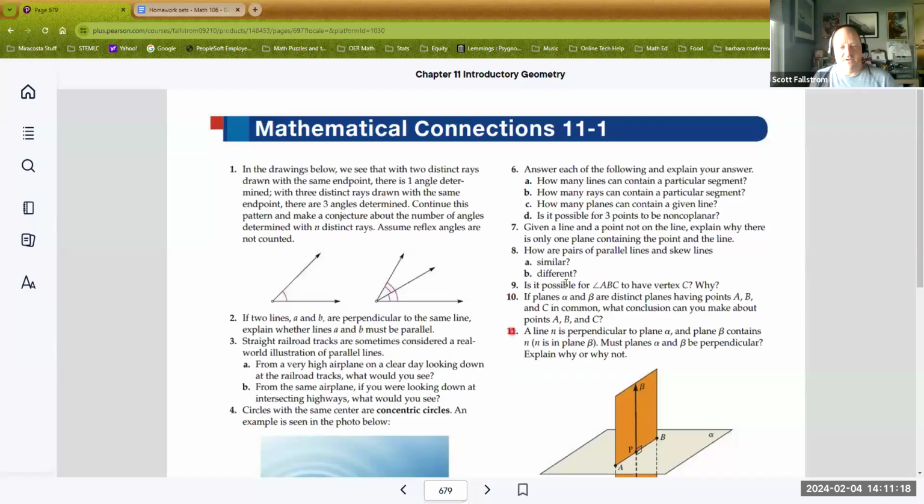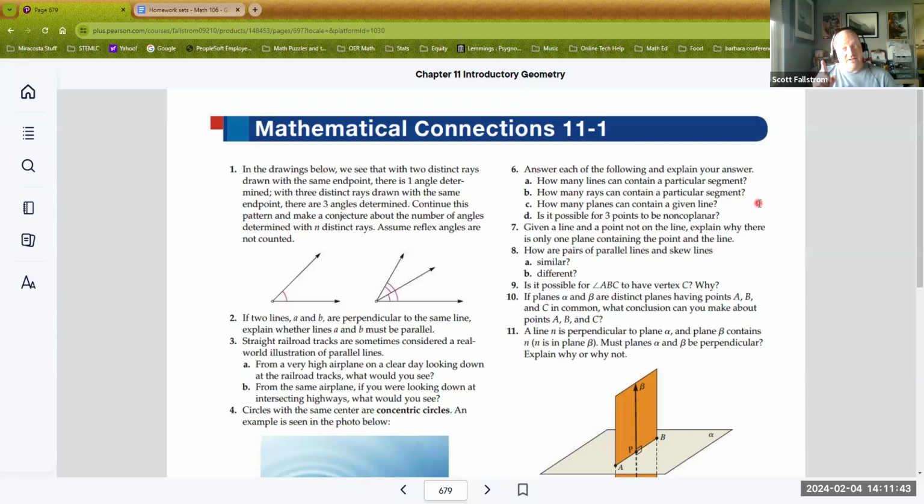6 through 10. Okay, so this little block right here. Answer the following and explain your answer. How many lines can contain a particular segment? Okay, so if you think of a line segment, how many unique lines can contain that? Not how many ways can you name it, how many lines, unique lines. How many rays can contain a particular segment?